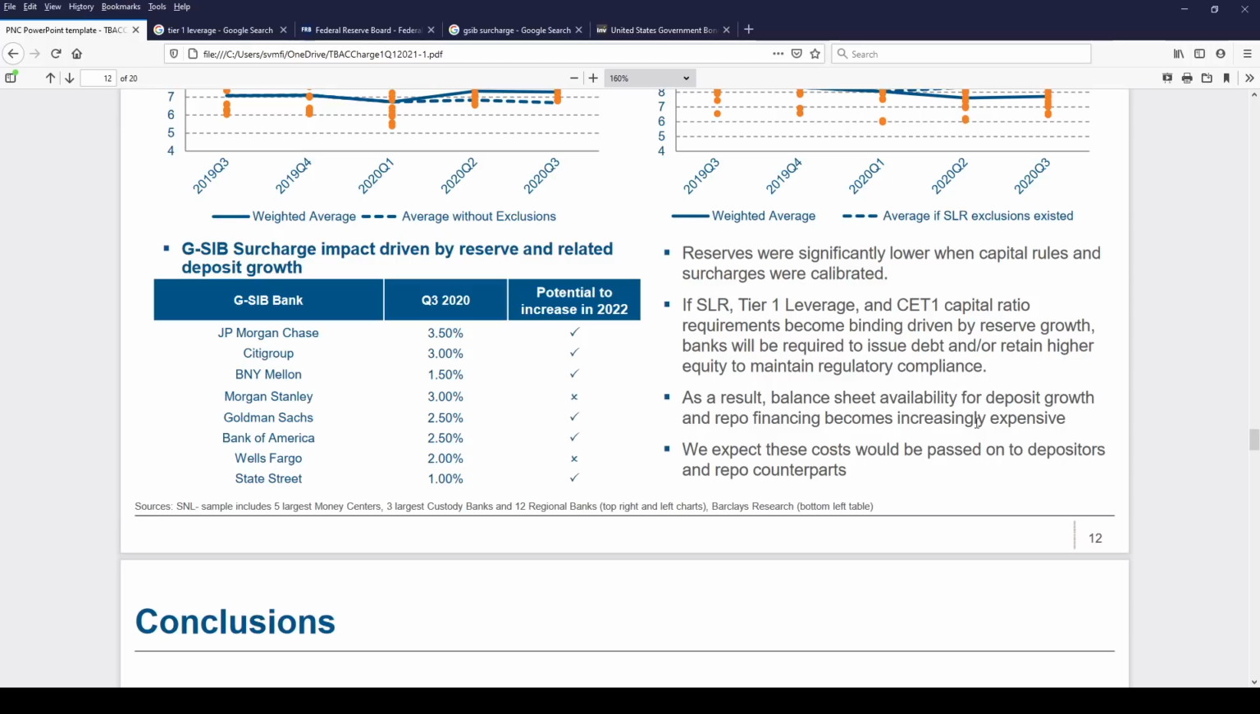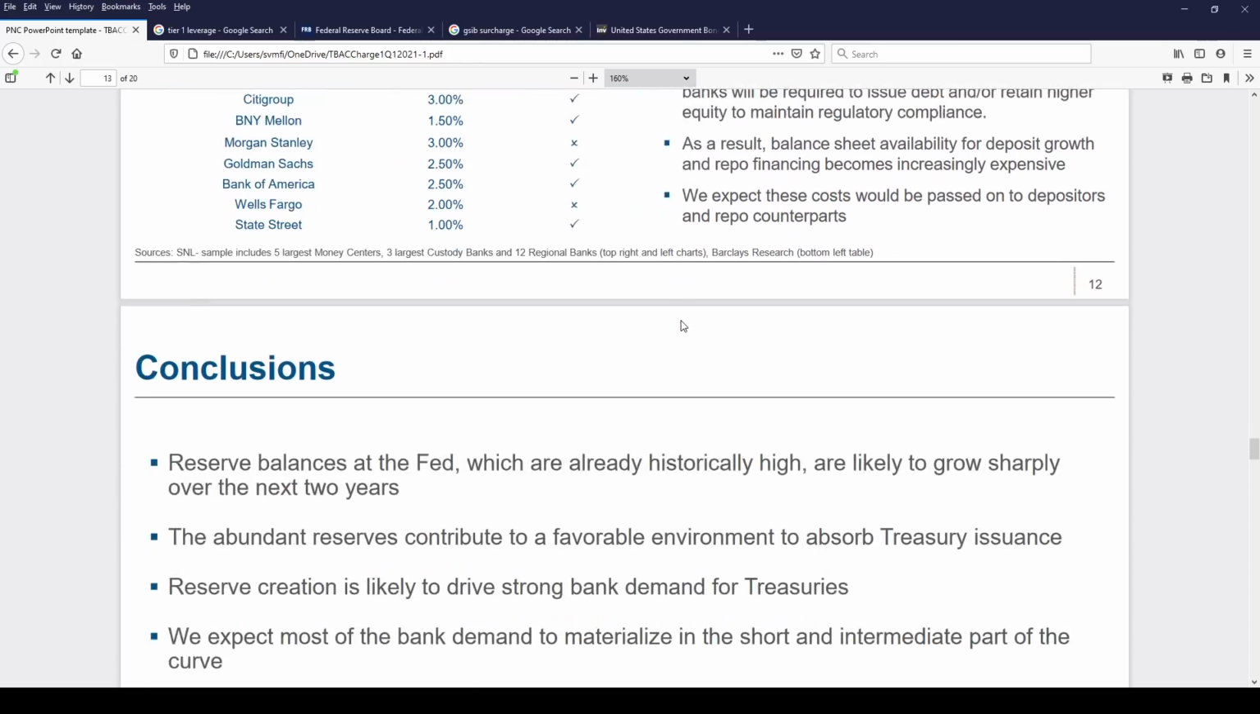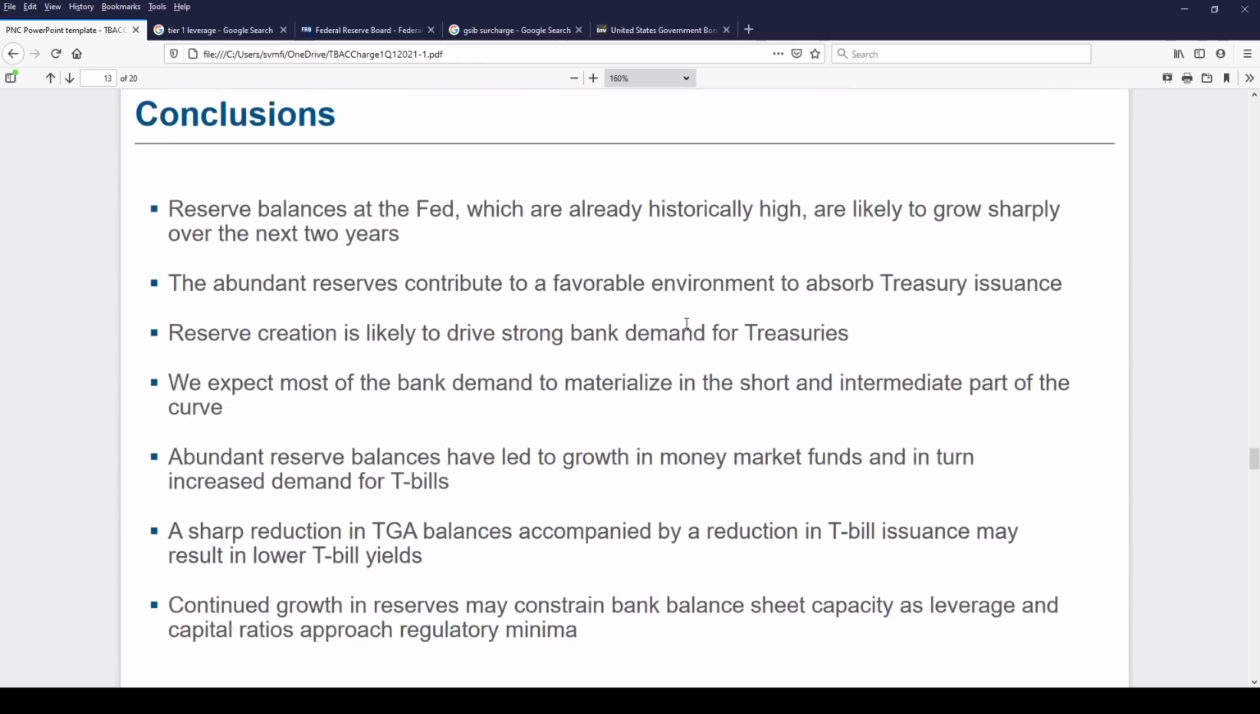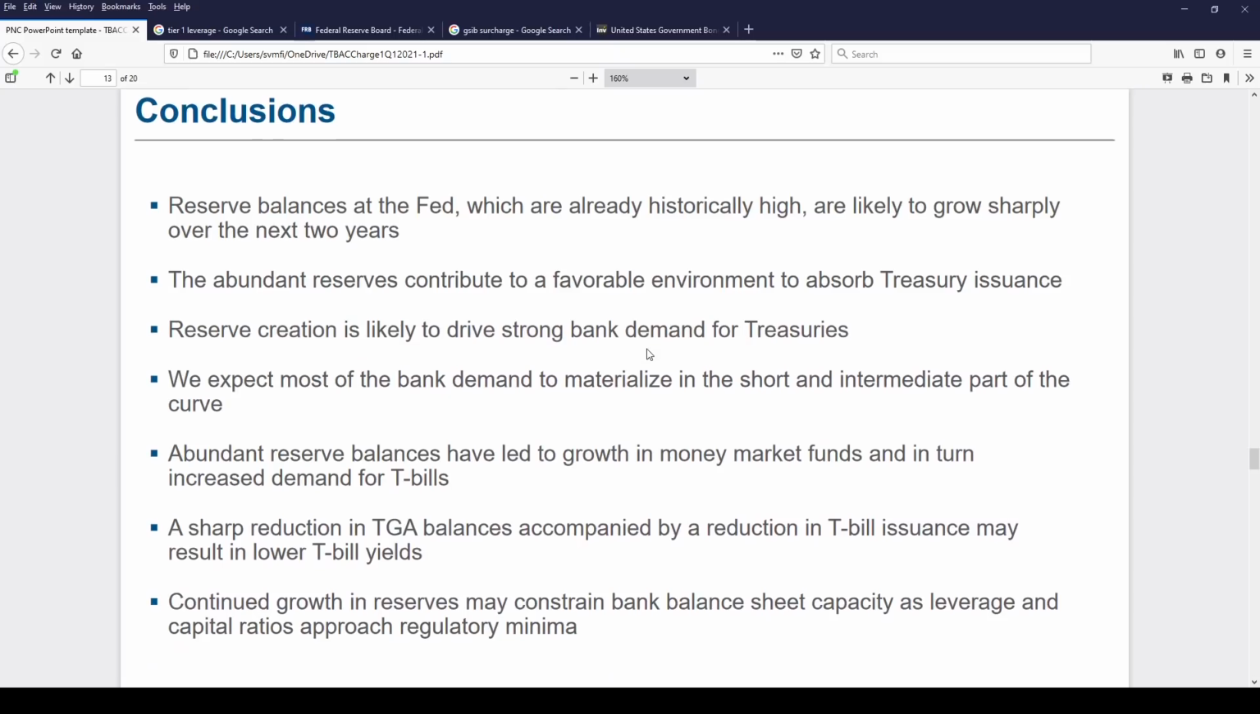As a result, balance sheet availability for deposit growth and repo financing becomes increasingly expensive. We expect these costs will be passed on to depositors and repo counterparts. Now let's look at the conclusions, which you should not be shocked by.